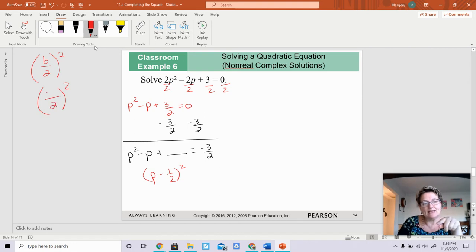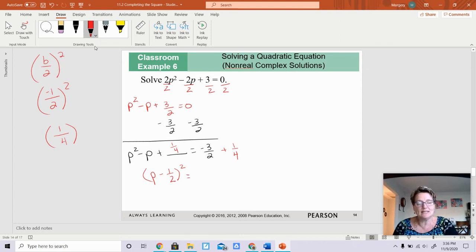My b is -1. So when I go to square this, I get -1 squared, which is 1. I get 2 squared, which is 4. So that means I'm going to add 1/4 here, and I'm going to add 1/4 here. Remember, to get this one, you take your b value and divide it by 2. I can't divide 2 into 1, so I can't do anything with it.